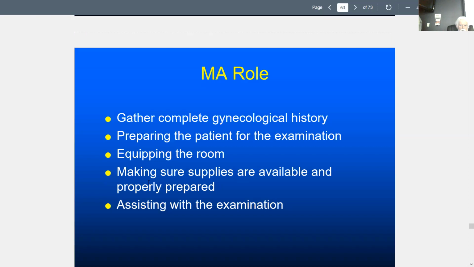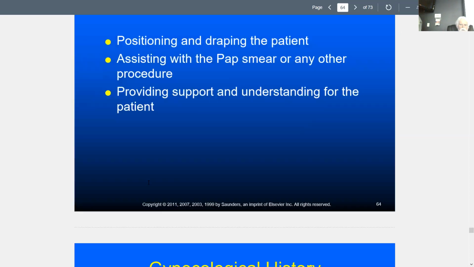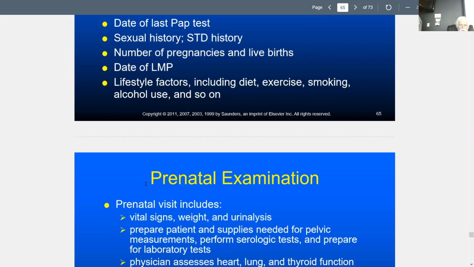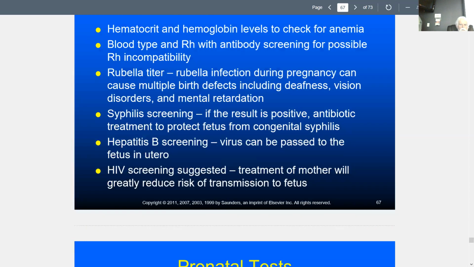So as the MA, you're going to be gathering a lot of this information and preparing statements, preparing a patient for examination, and helping with the prenatal tests, doing blood typing and RH matching. Parents who have mismatched RHs often have to take a substance called RhoGAM.